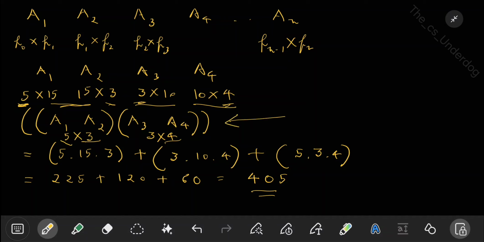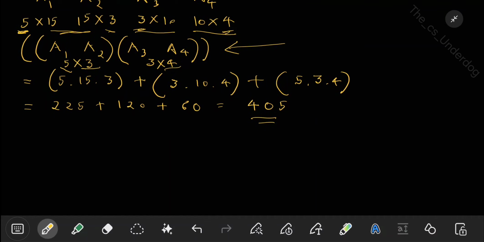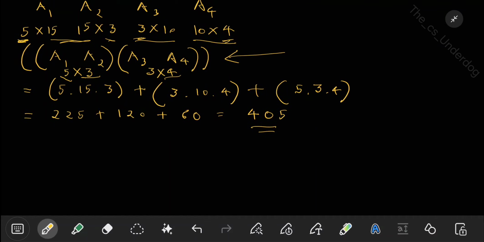That is, I'll do A1 into A2 first, then A3 into A4, and finally I'll multiply those results. Let us just try out one more parenthesization so that you will be clear how much difference comes up in the total count of scalar multiplications. Instead of this, if I have A1, A2, A3, A4, the same matrices, instead of the previous parenthesization, I'll do A2 into A3 first, and then I'll do A1 into this result, and then finally into A4.